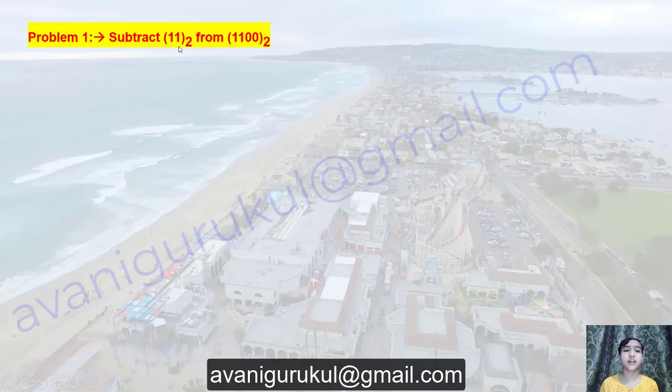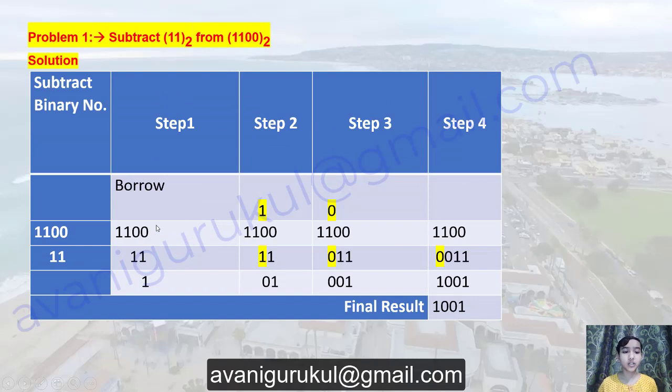Problem 1. Subtract 11 base 2 from 1100 base 2. Solution. Step 1. 0 minus 1, that is 1, we have to do borrow. Step 2. 1 minus 1, that is 0. Step 3. 0 minus 1 minus 1, that is 0. And step 4. 1 minus 0 is 1. So our final result is 1001.